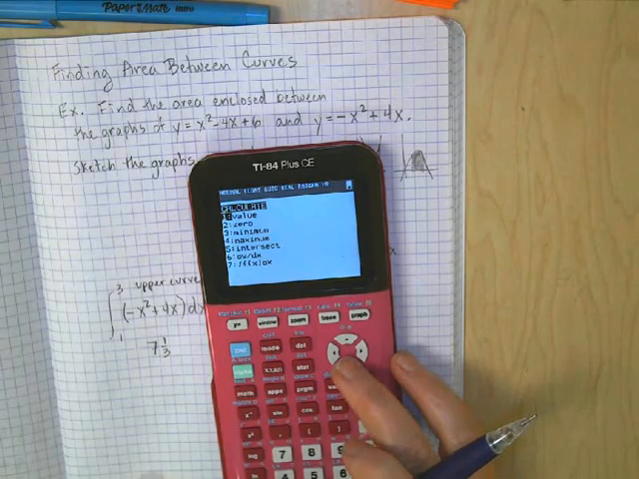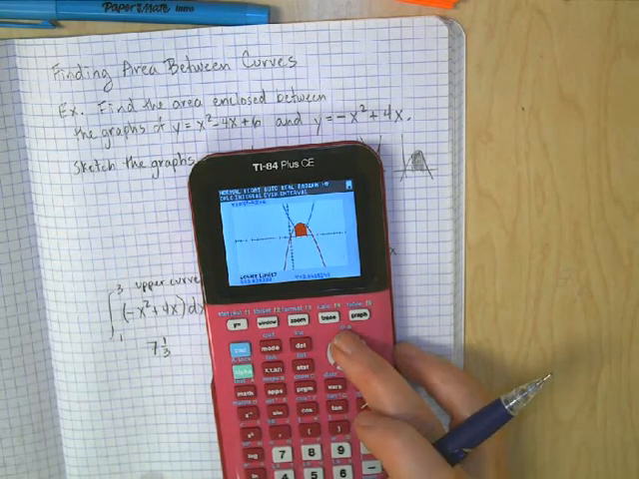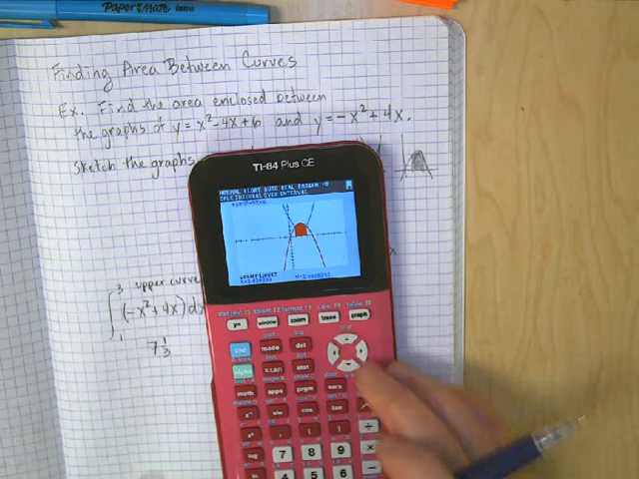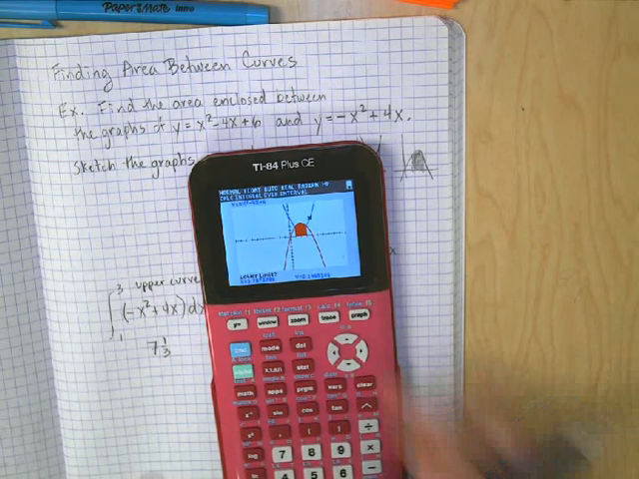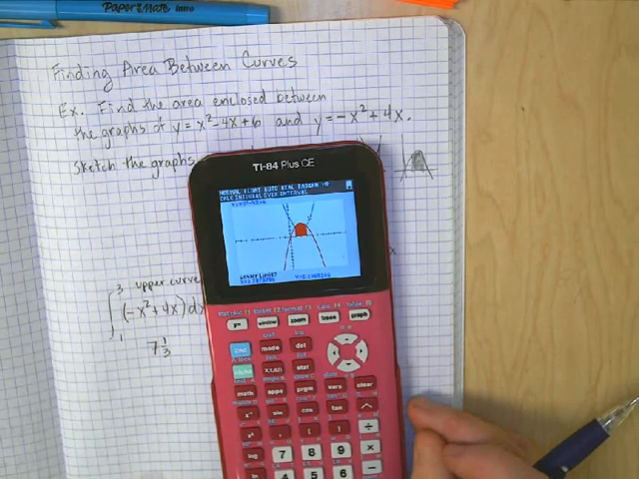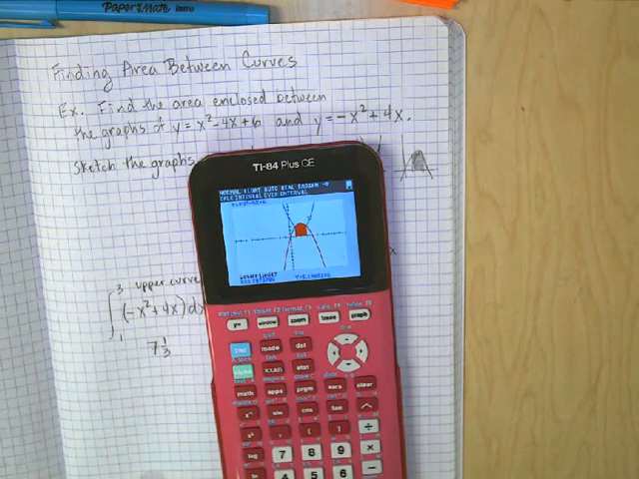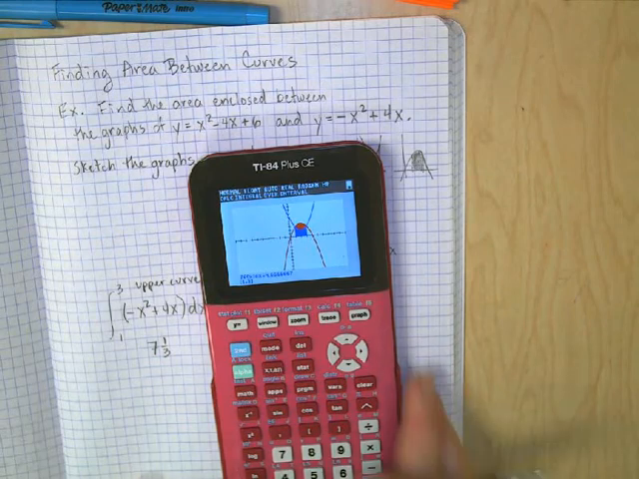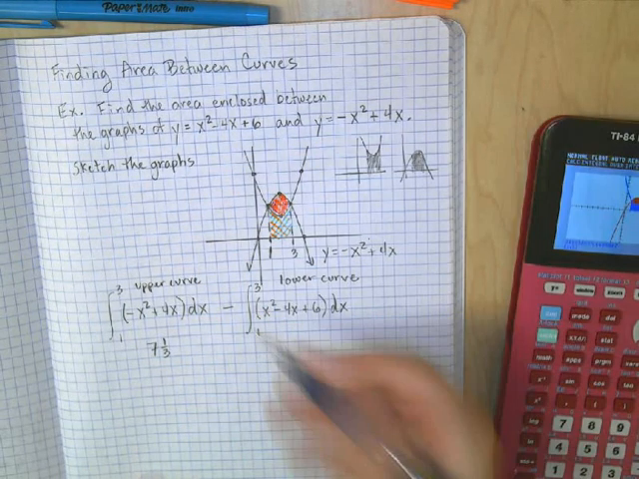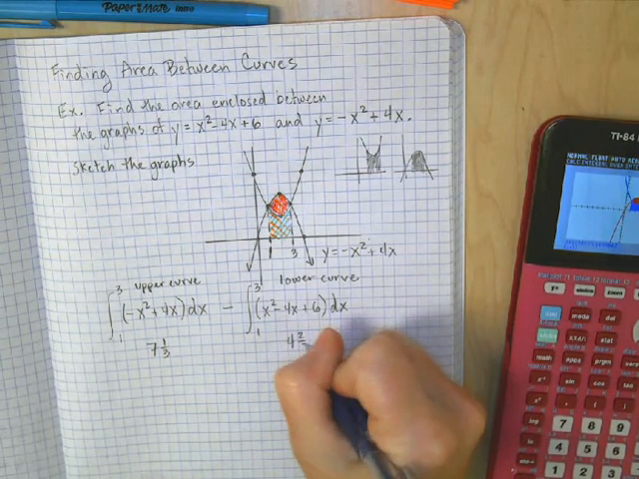So back to second calculate, integral. This time I want to make sure I'm on the other curve. There I am. So I use my arrows to make sure that I'm on the correct curve. It says lower limit. Again, that's 1. Upper limit is 3. And that's 4.6 repeating. So this would be 4 2/3. And then I'm going to subtract.